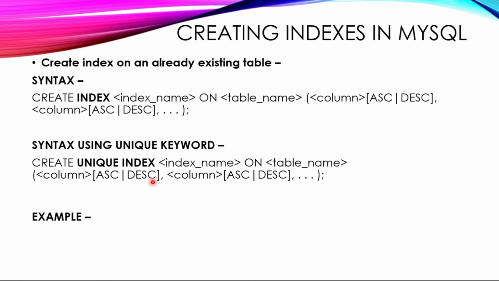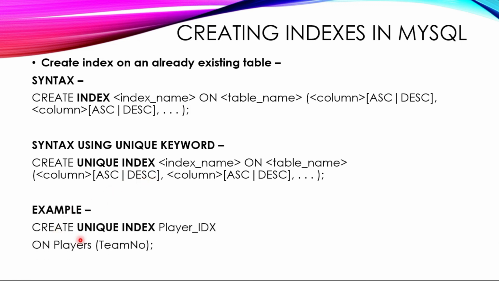We'll see one example. Create unique index player IDX, that is the name of the index, on players, this is the name of the table, and in players there is a column that is team number. On which column do I want to apply the index? I want to apply the index on team number, and the name of the index will be player IDX.